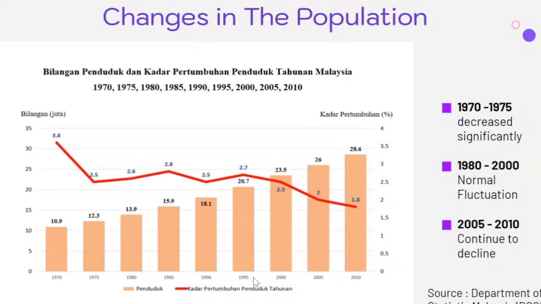Next, we can see the fluctuation of the normal population growth rate between 1980 to 2000. The difference between the ups and downs of the growth rate is not very significant. This change was due to the natural birth rate and death rate increasing and decreasing throughout the years.